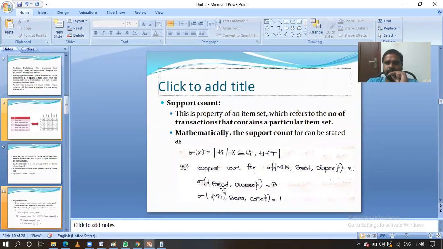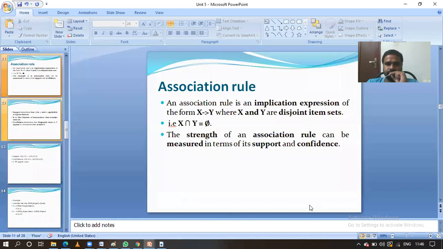Like for bread and diaper, it is 3, and the support count of milk, beer, coke is equivalent to 1, guys. In this way, we are going to calculate the support count. Okay, let us go to the association rule.